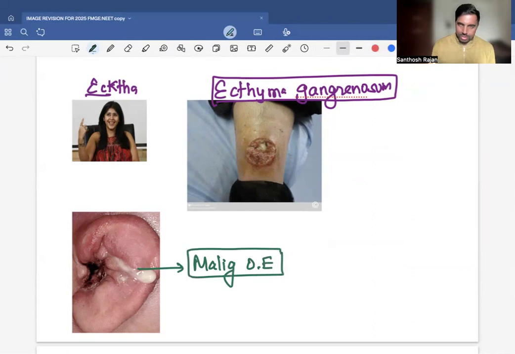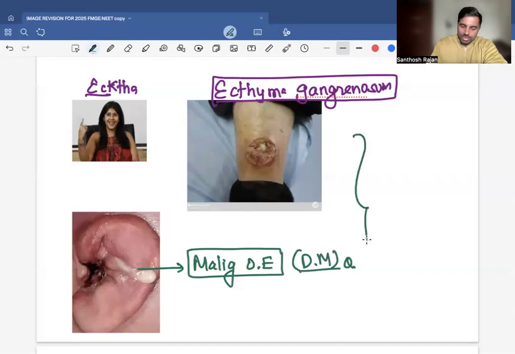It's also a very dangerous, very severe one. Diabetes mellitus patient. Frequently asked question. Diabetes mellitus patient. Very painful. Malignant otitis externa occurs. About which bacteria? Very important one. Pseudomonas. So Ekta Kapoor means Pseudomonas. Pseudomonas aeruginosa. Okay.